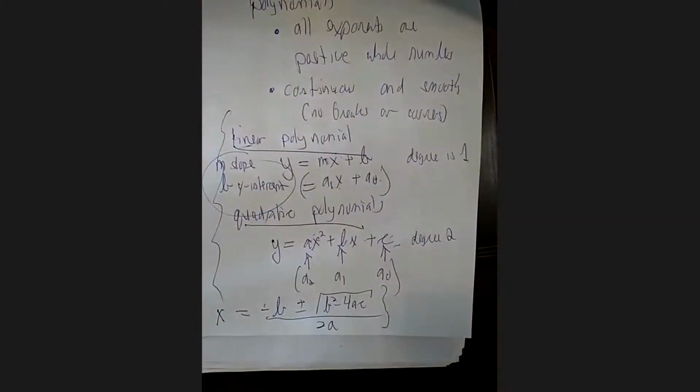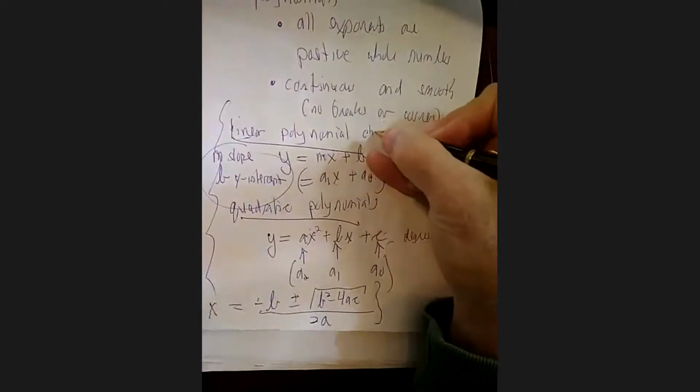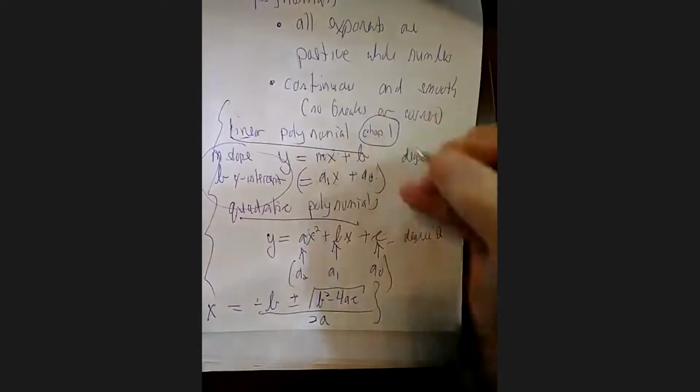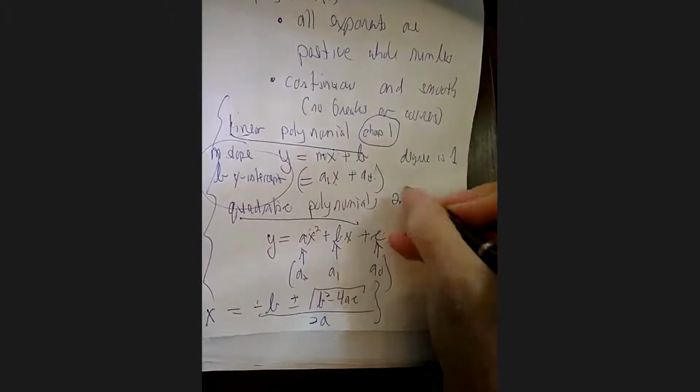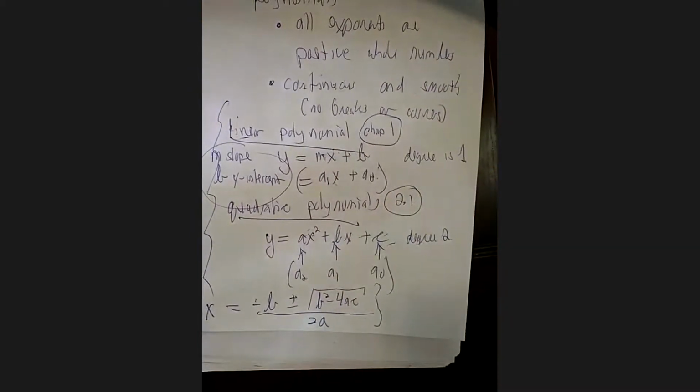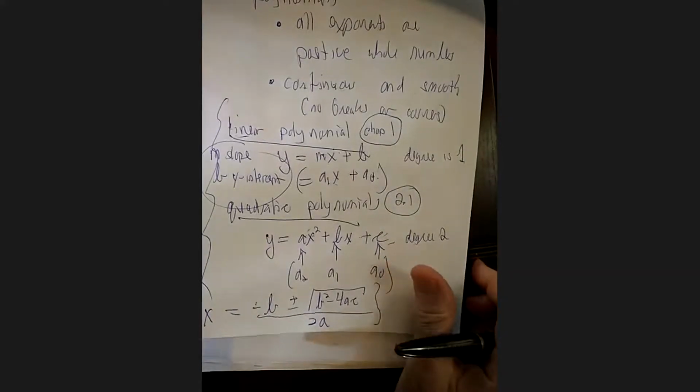So I consider these two things to be special polynomials. And again, this is what chapter 1 was mostly about, not entirely. And this is what 2.1 is about, quadratics, what we're going to do today. That's kind of the big picture. So questions on any of that?